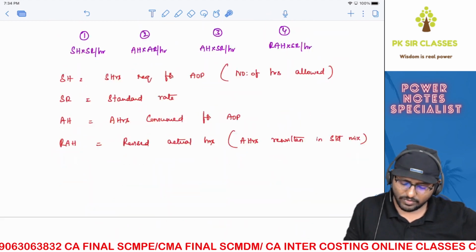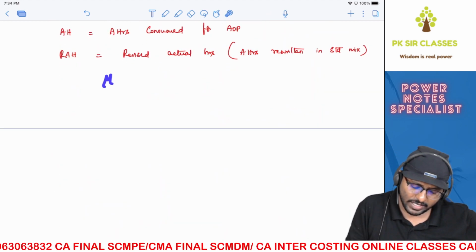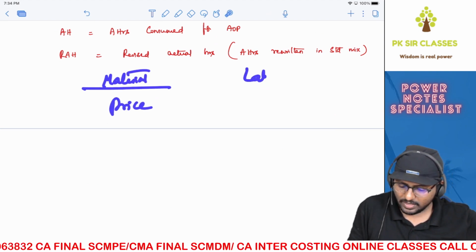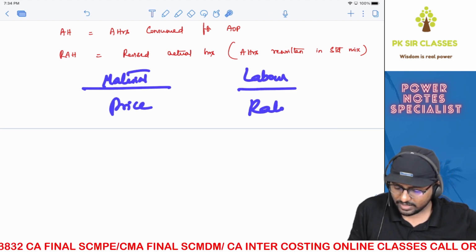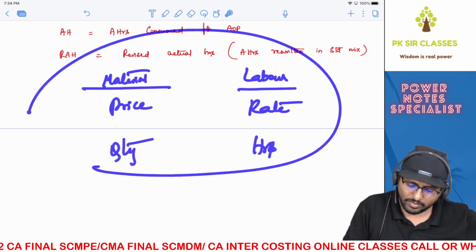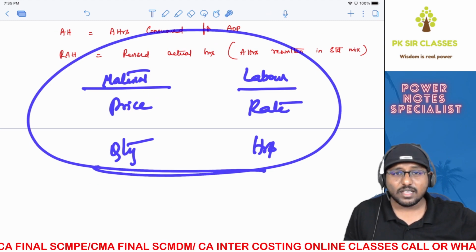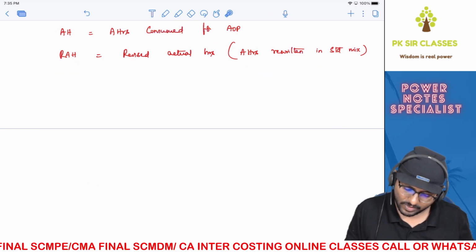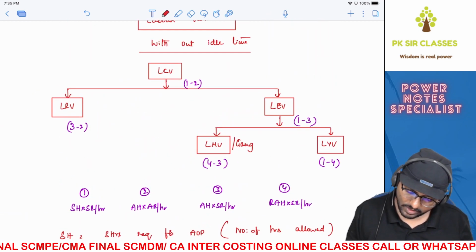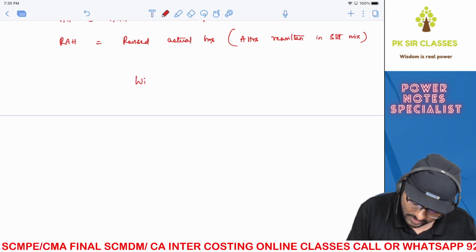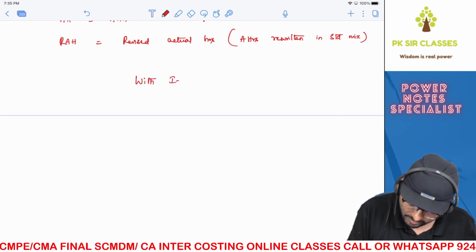And with respect to logic, everything is the same except that in material, we had a price. Here in labor, we have rate. Here we had quantity, here we had hours. Except this difference, everything else is exactly the same concepts and the formula. Chalo, now we are done with labor variances without idle time. Now let's see what's going to happen with idle time.